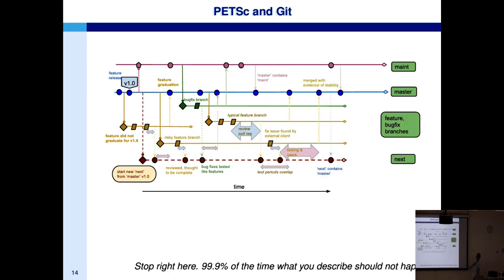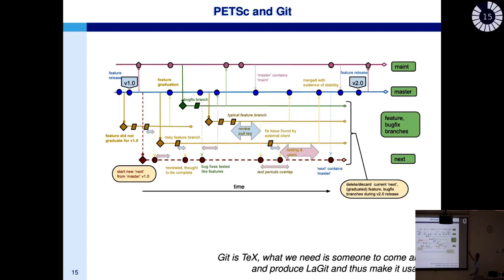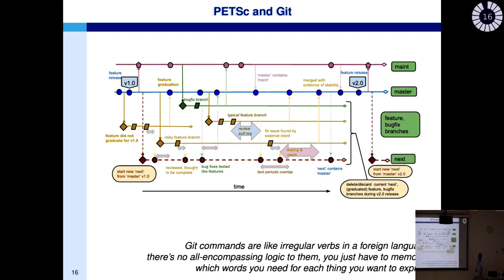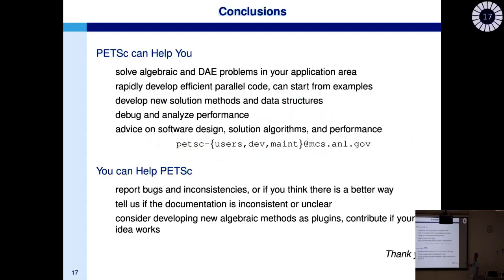All right, merge with evidence of stability. And then basically it's time for the next release, 2.0 or whatever it's called. At that point, this is where the big cleanup happens. Old feature branches that are completed just get kicked out of the repository. And also next gets deleted and reinitialized from master. All right, so starting your next from master. And with that, it's time for the coffee break.